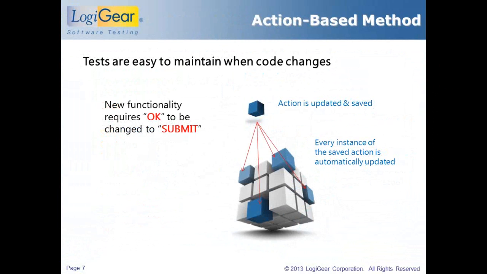So for example, if you have a login form and you change the OK button to a submit button, and you make that change in one place, in one action, then throughout your entire test suite, wherever you're using that login, you don't have to go through and make all those changes and all those instantiations, because it's made to the master. So this is an advantage of the hierarchical nature of this action-based method.